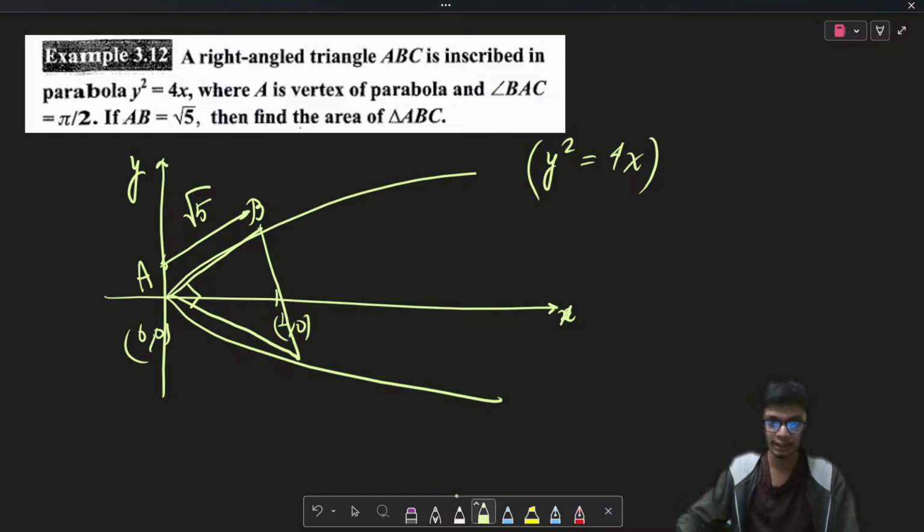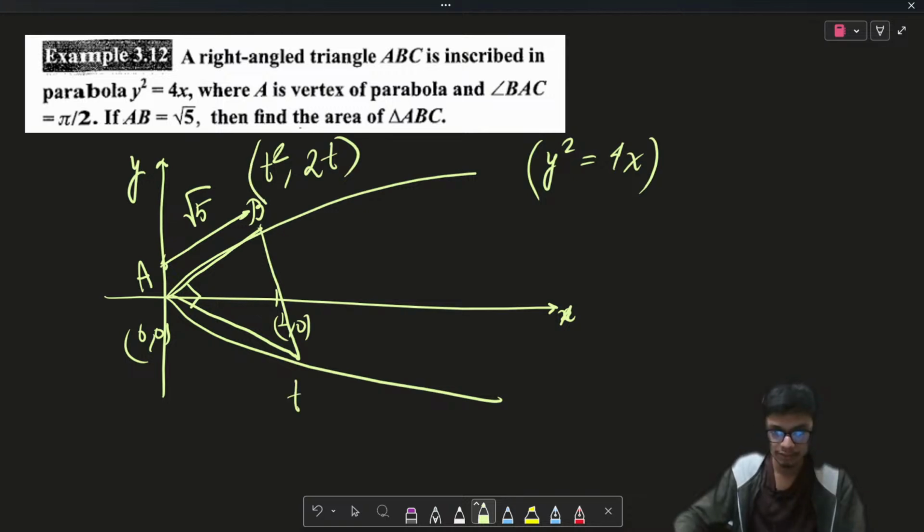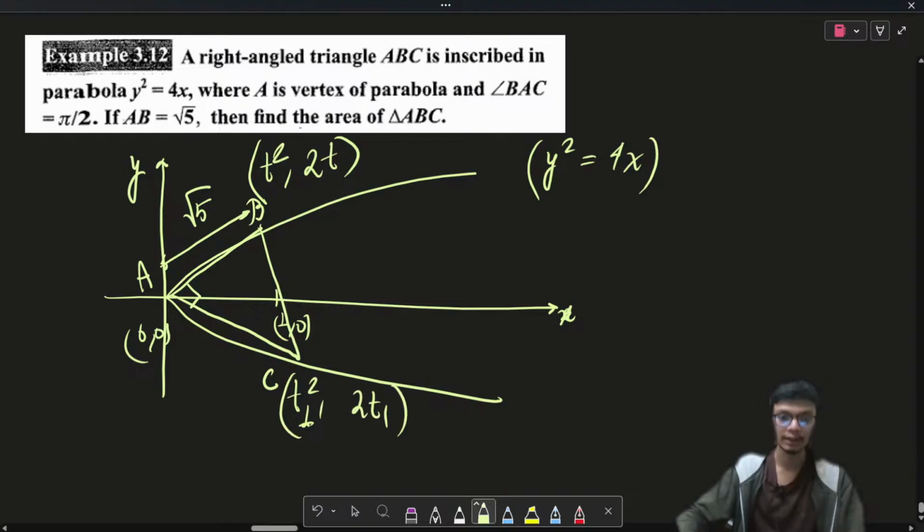With this discussion, let us denote the point B in terms of parameter as (at square, 2at), which is (t square, 2t) because a is equal to 1. So (t square, 2t) is going to be the coordinate of B, and the coordinate of C, let us call it (t1 square, 2t1). So t and t1 are the two parameters.